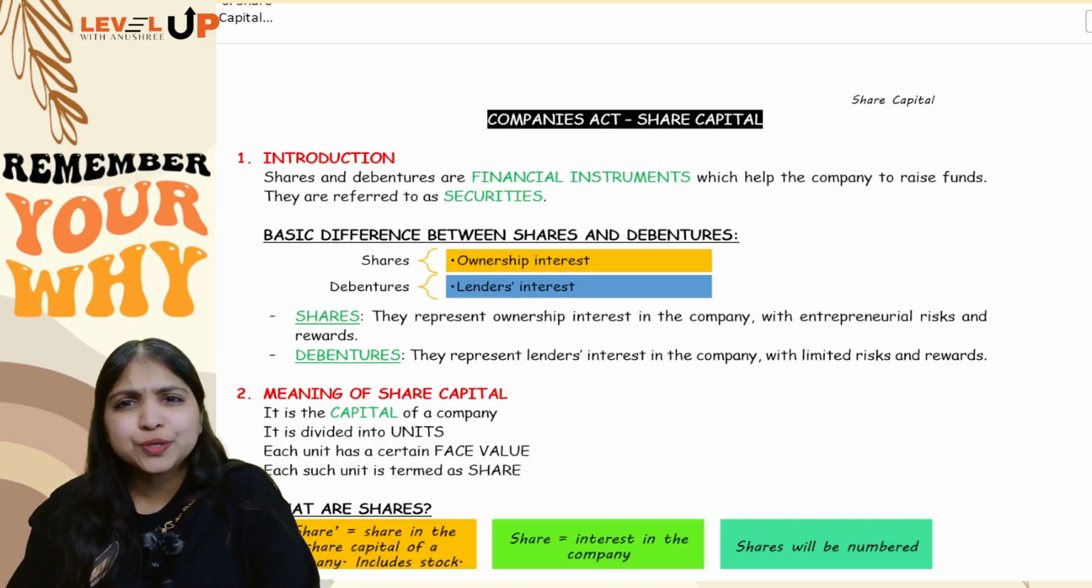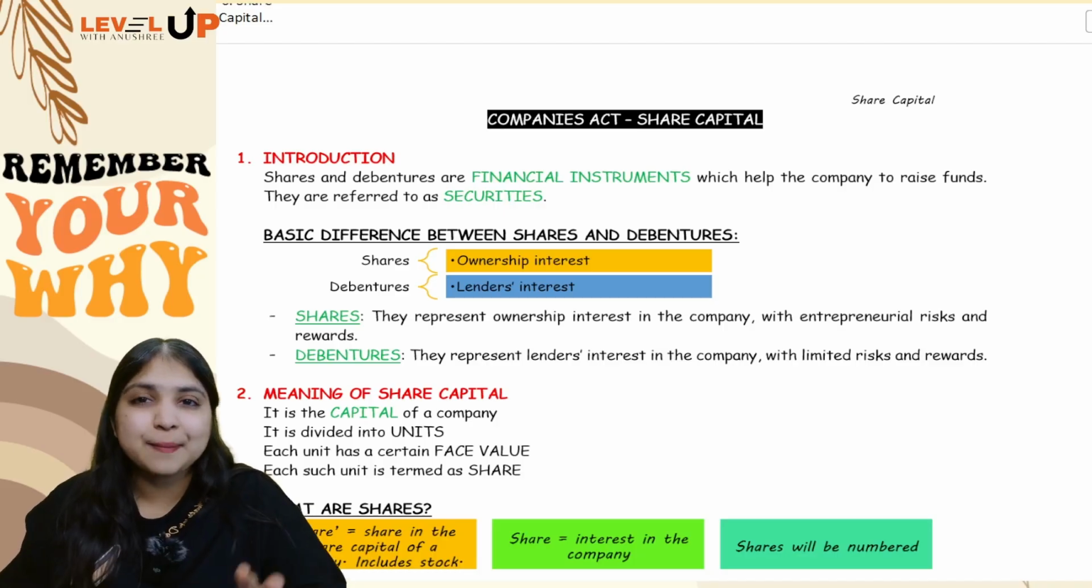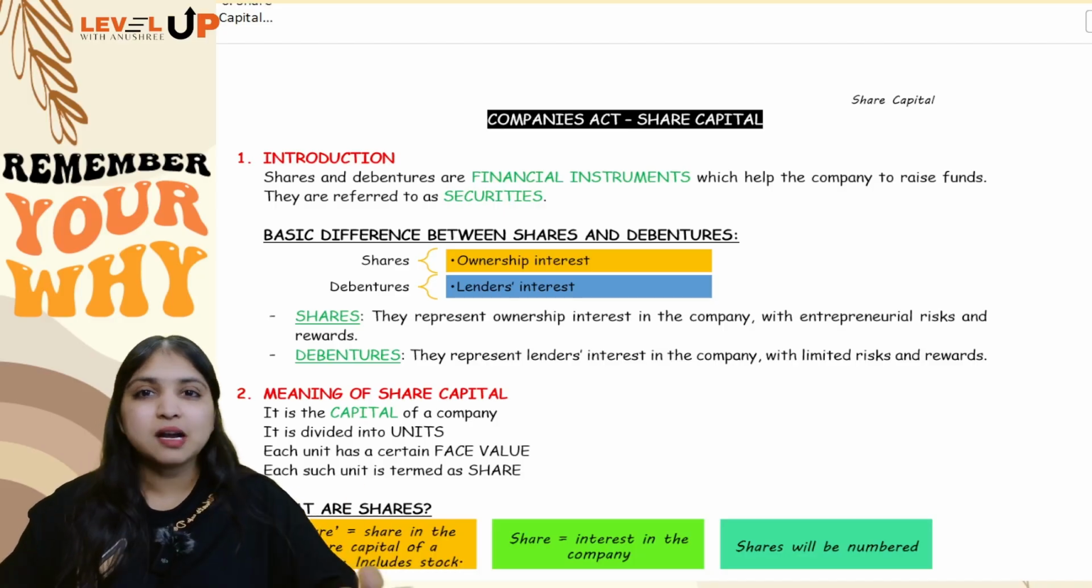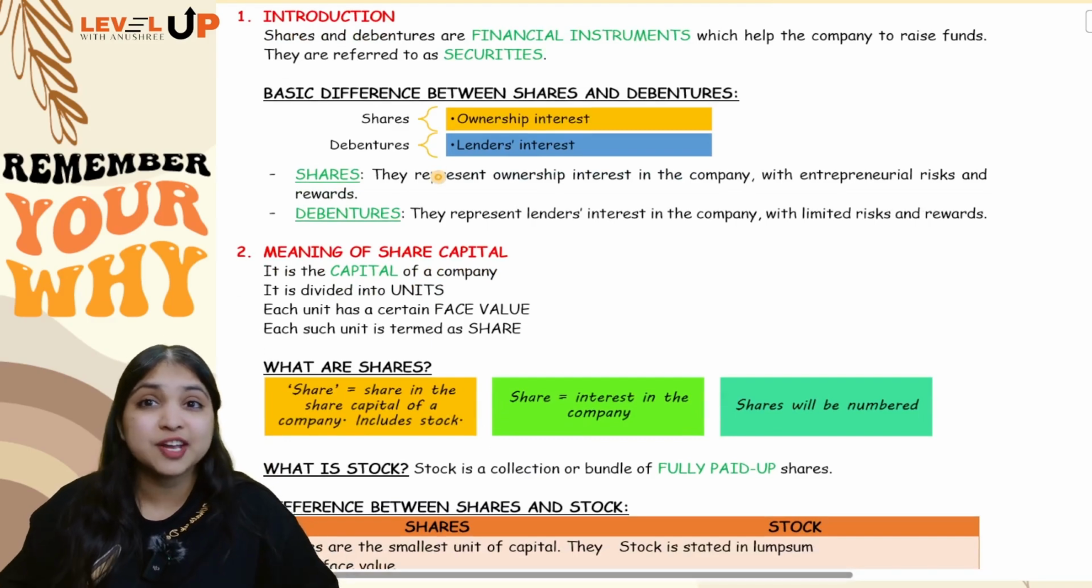So by now you would be sort of comfortable with this chapter, but still let me revise the whole chapter once again for you so that you have all the concepts in one place, and then comfortably we'll move on to the next chapter. So we had started this chapter with some very basic points, like for example we had discussed about shares and debentures.